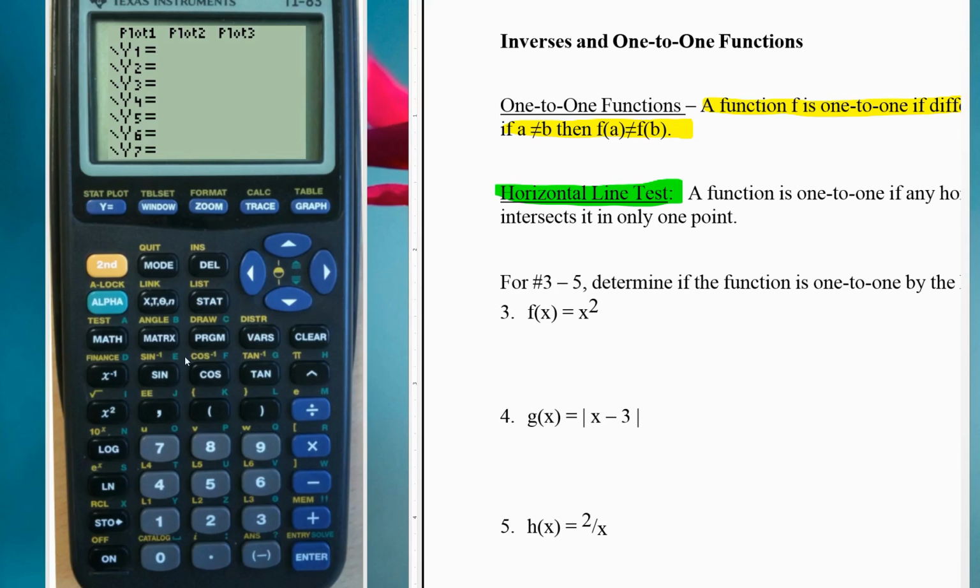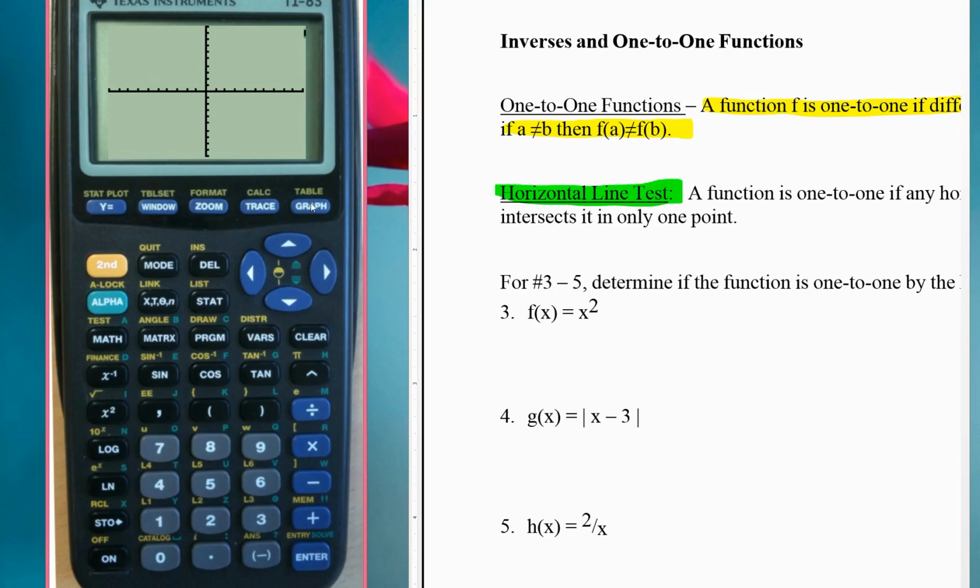First we're going to look at x squared. Let's put that in our y1, and we're going to go to the graph. We see that this does not pass the horizontal line test, because any horizontal line, or any of them where the graph is, would pass in more than one place. So it's not 1-to-1.